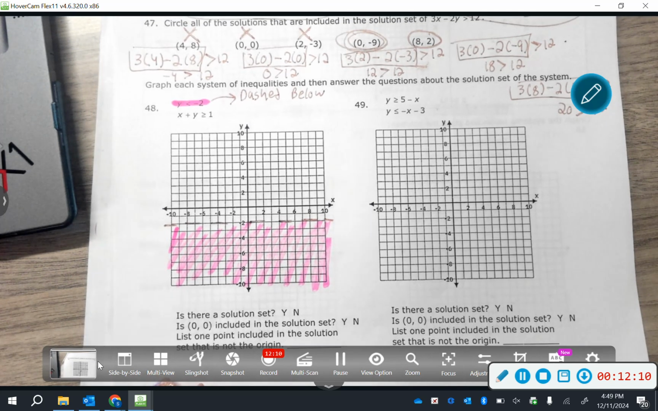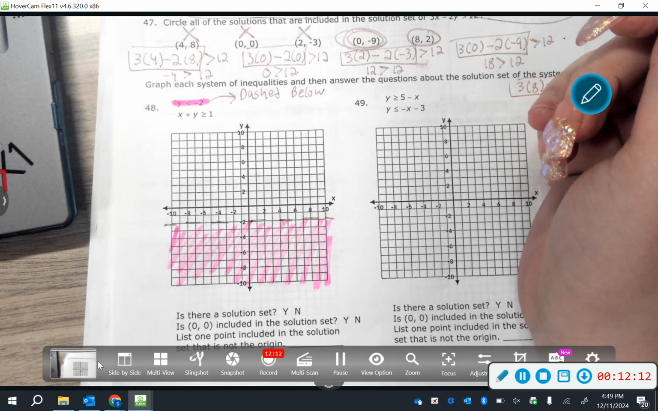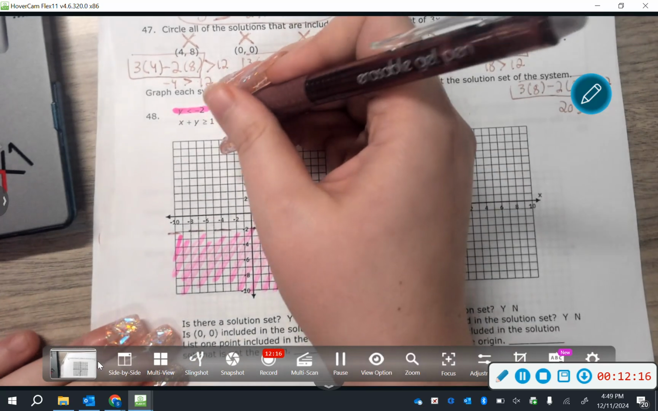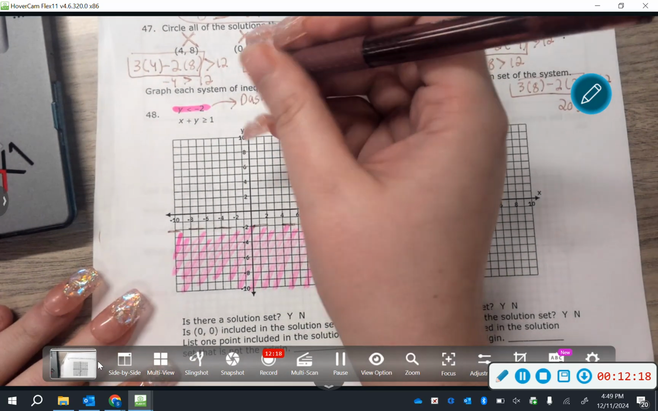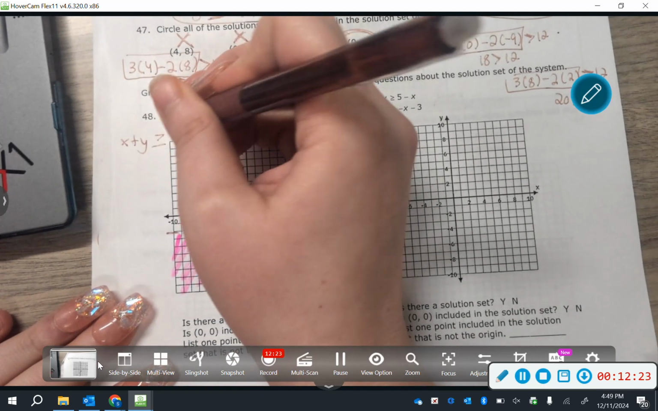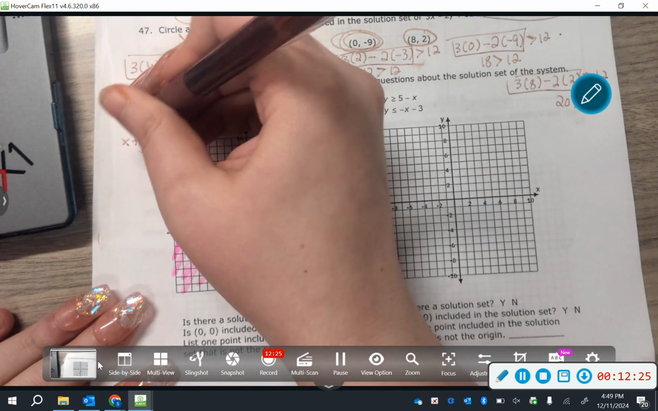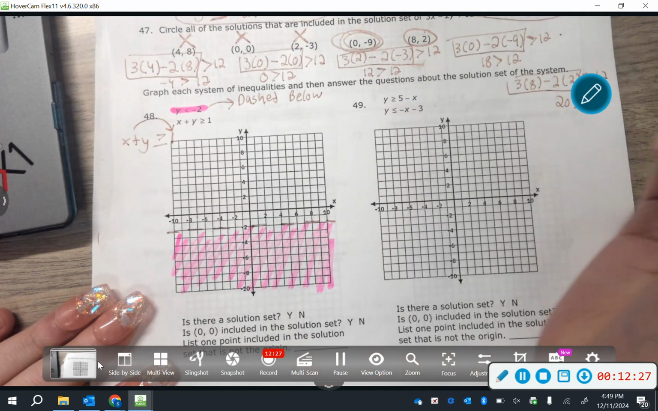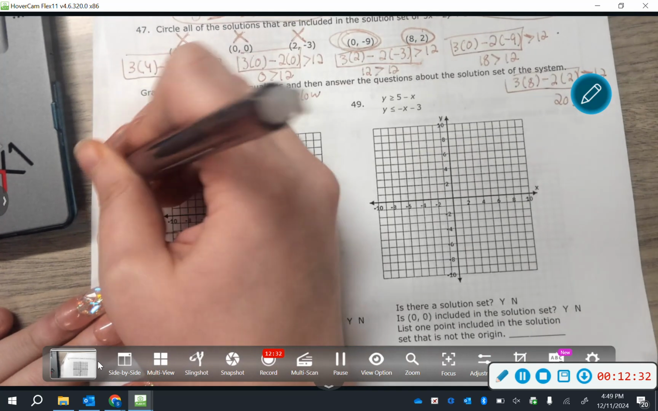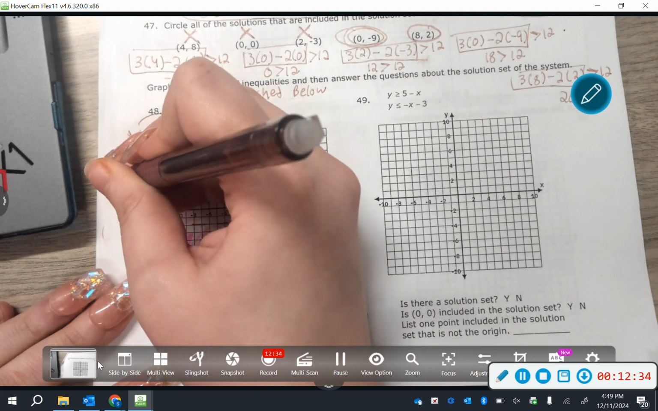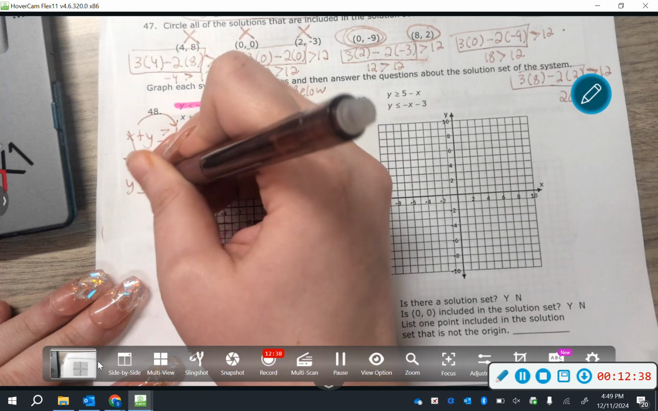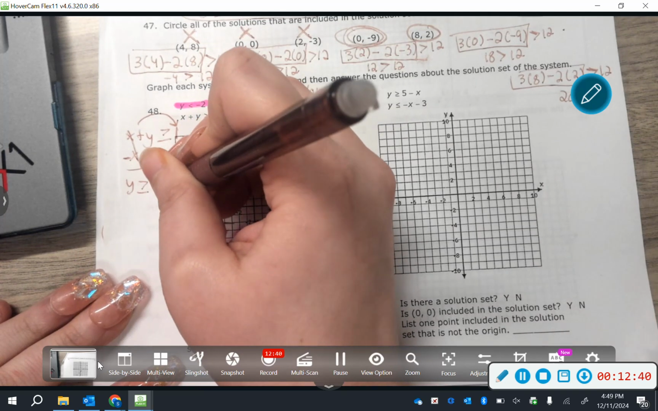And for the next one, it says x plus y is greater than or equal to 1. I'm going to go ahead and change this to slope-intercept form and get the y by itself. To get the y by itself, we need to move our x. The opposite of a positive x is a minus x to both sides. So we have y is greater than or equal to negative x plus 1.